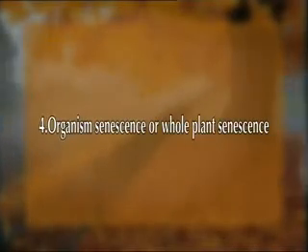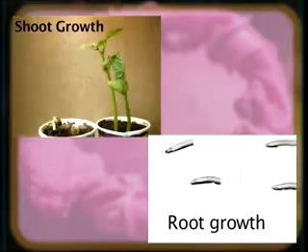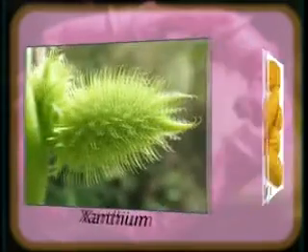Number 4. Organism senescence or whole plant senescence. Whole plant senescence is accompanied or preceded by a decrease or cessation of both shoot and root growth. The reduction in vegetative growth occurring during the reproductive phase has been recognized for a long time in both monocarpic and polycarpic plants, where the shoot apex is converted to an inflorescence as in corn and xanthium. Node production ceases coincident with the appearance of the flower bud.